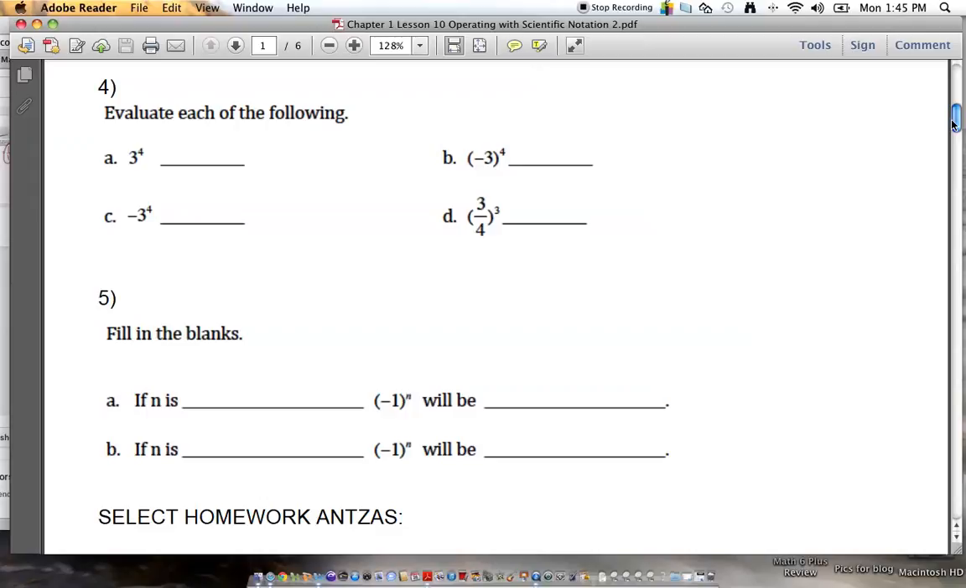Very good. Okay. So this is going to be 3 times 3 times 3 times 3. You want to see a really quick way to do this? Yes. Really super quick? Ready? What's 3 times 3? 9. What's 9 times 9? 81.